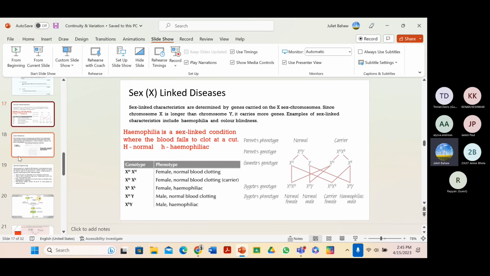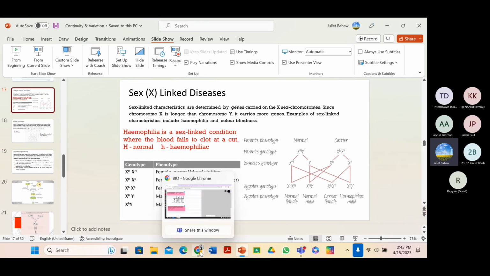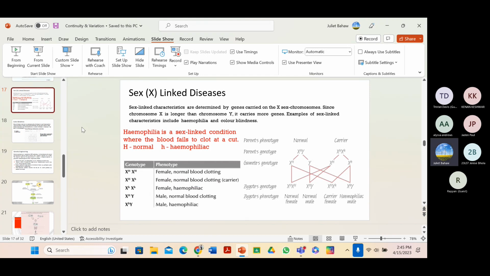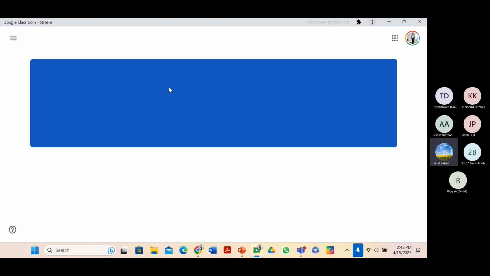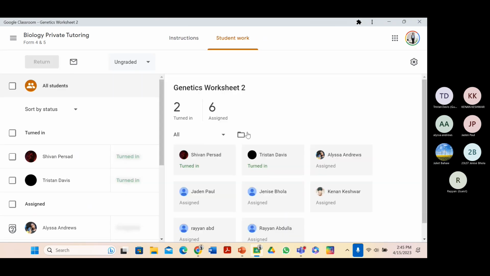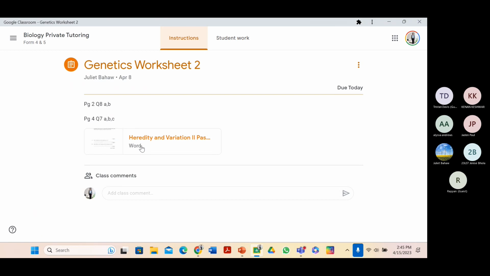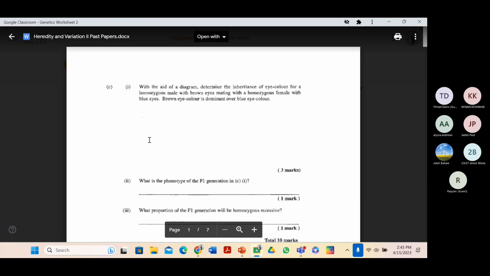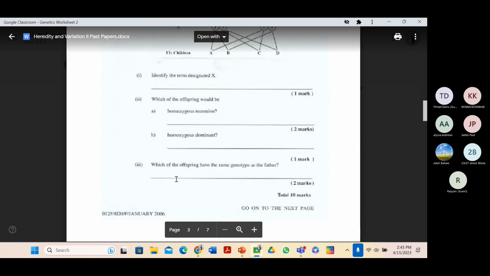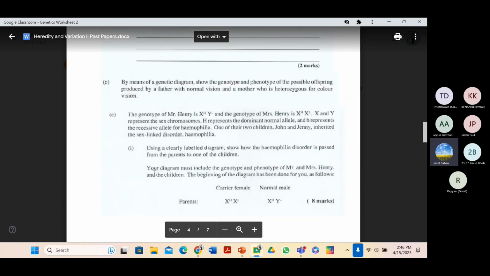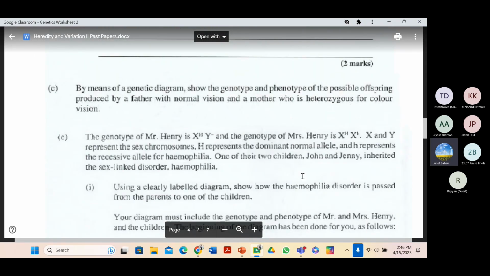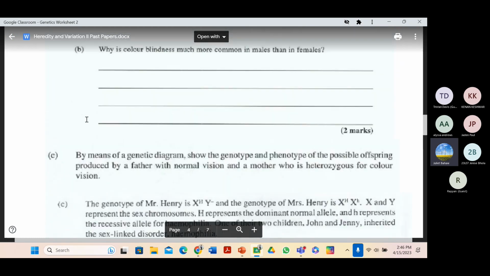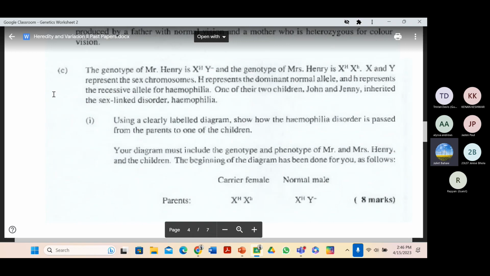Now, before I go into color blindness, there's one more question pertaining to hemophilia I want you all to do in the worksheet. So let me carry you back to that worksheet. Here it is, this one here. Now, these questions were cut out from past papers, so you would see C, and it's this second C here.